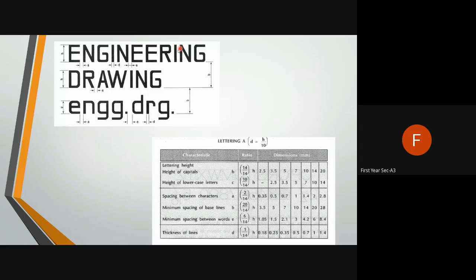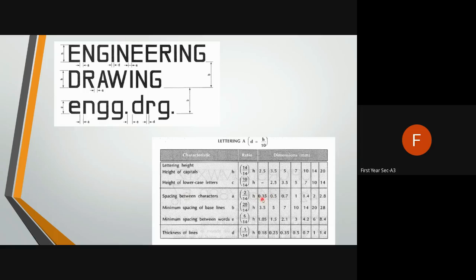Now see how it is written: engineering drawing. It is a title, and this is the smaller case. Now here a formula is given, lettering A, that is d equals h by 10, height by 10. Now height, suppose it is 14 for a capital letter, lowercase it is 10. So in this case, see the dimension, how much it is, 2.5, and here 3.5. So in this way, it should be there, either 2.5, 3.5, 5, 7. In this dimension you can draw any dimension you can take, but you should continue with the same dimension.